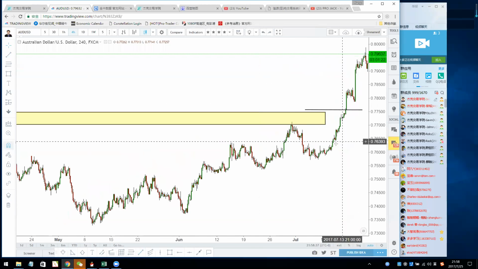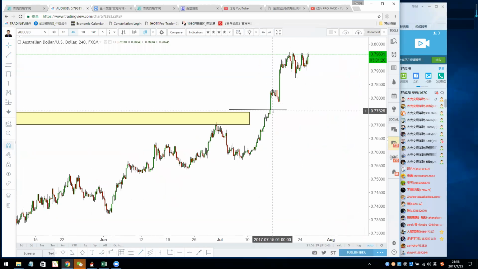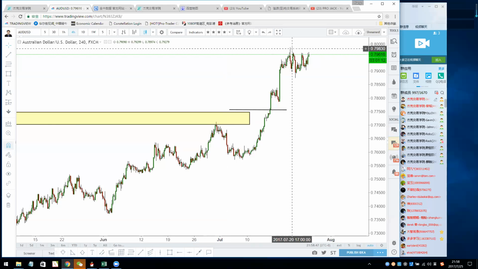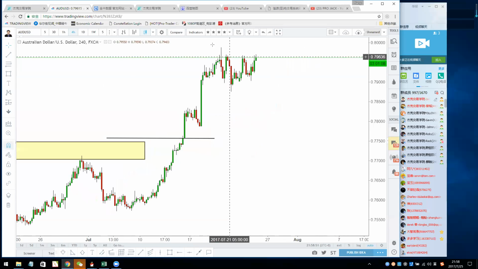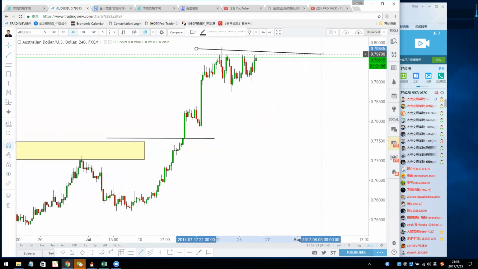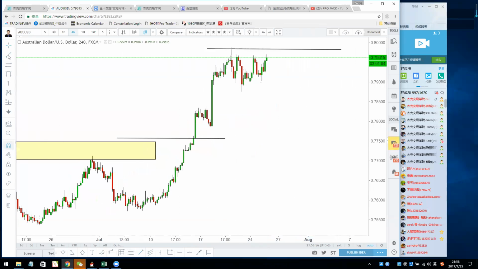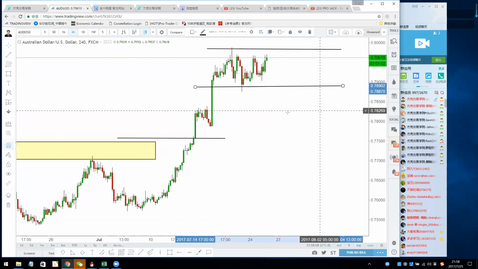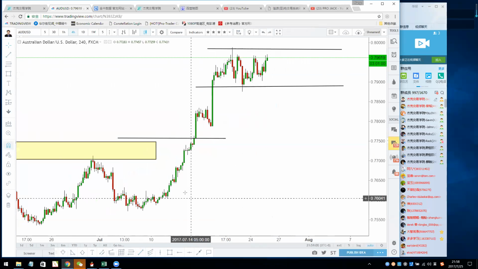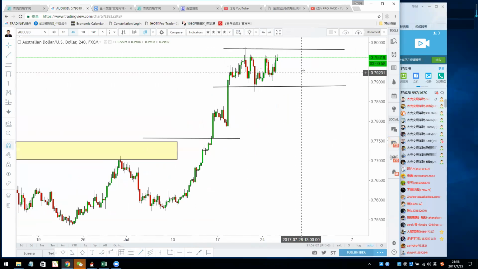I think this stop loss is very worthwhile, because if you don't have a stop loss order here, your short may damage your account by another 200, 300 pips. Right now the Aussie is ranging, still in a sideways market. But the trend is bullish. The trend is definitely bullish.